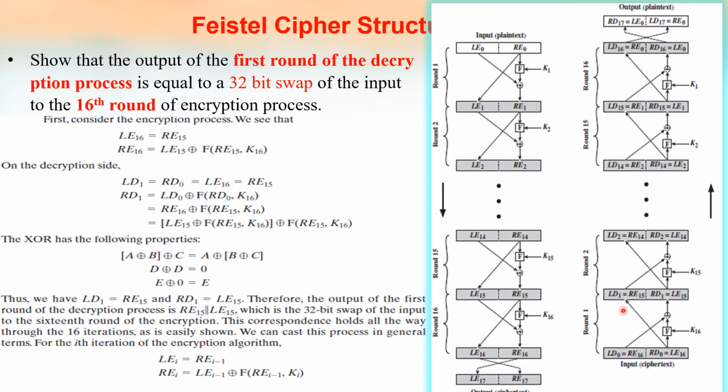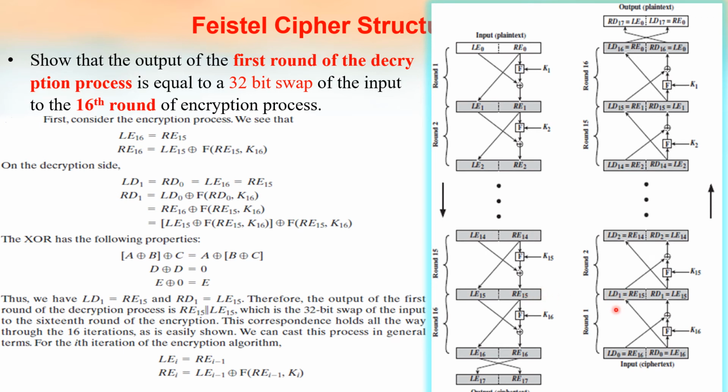What do LD0 and LD1 mean? LD0 means left side decryption 0. That is the input of round one. RD means right side decryption. So for LD1, I have to prove that this side is equal to RE15.